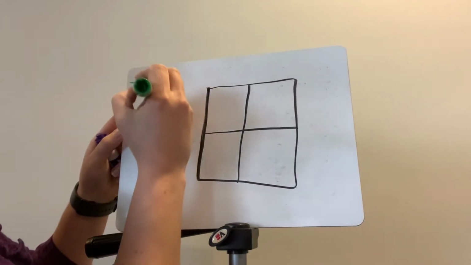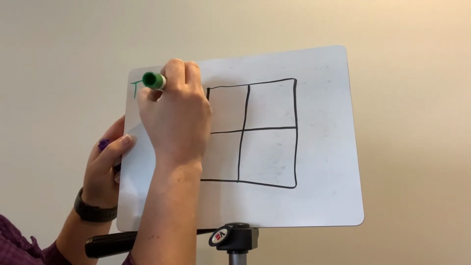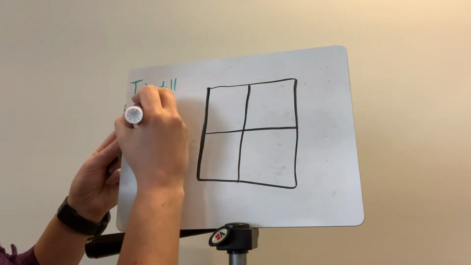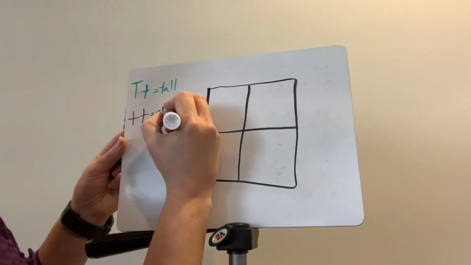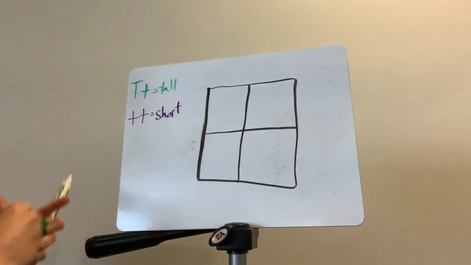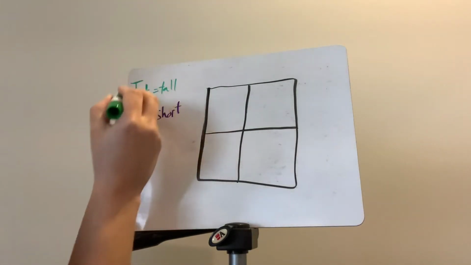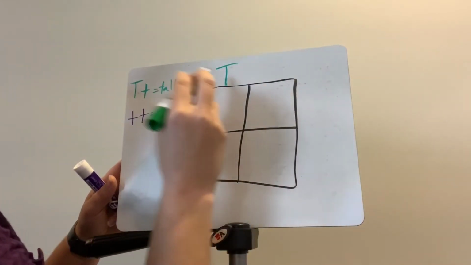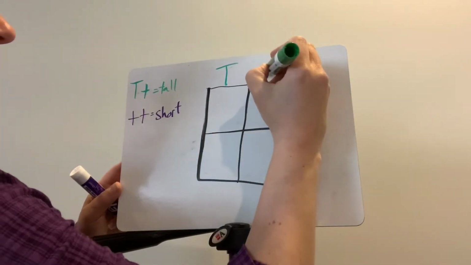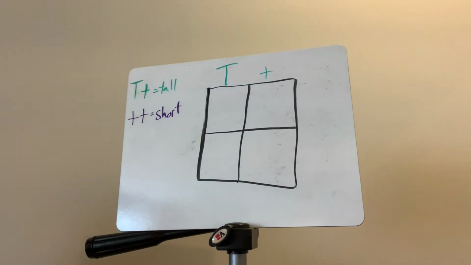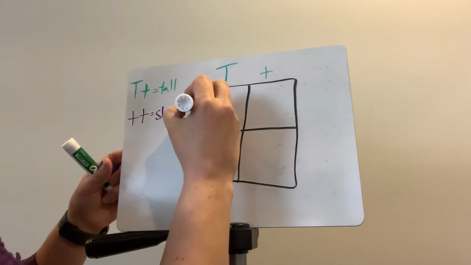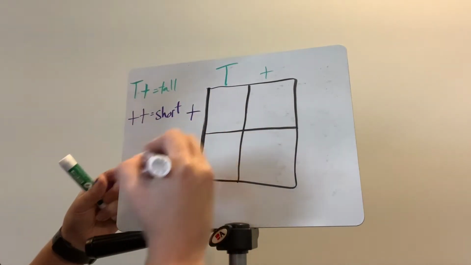We have a capital T and a lowercase t for our tall plant. And we have a lowercase t for our short pea plant. So we're going to take our alleles right here. We're going to split them up. So we're going to take the capital T, we're going to put it above that spot, and the lowercase t is going to go there. Then we are going to take our short alleles, our lowercase t's, and we're going to put them on this side over here.